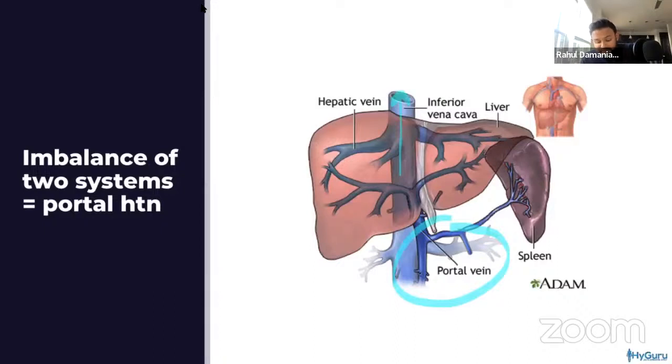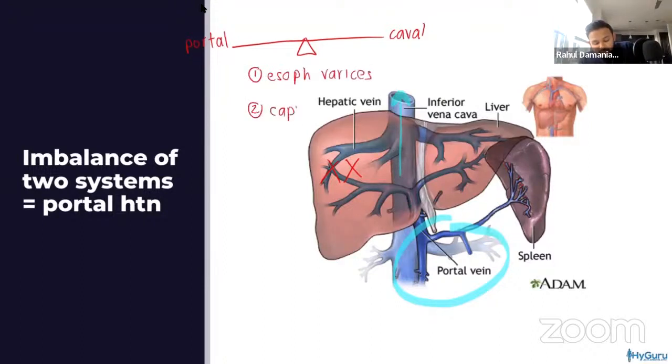So what portal hypertension is that you have some liver pathology that then causes you to have an imbalance between your portal systems as well as your caval or inferior vena cava system. And as a result, you will see multiple different physical exam findings. Number one, like in our question, esophageal varices. Number two, you may get caput medusae. Number three, you may get rectal varices.